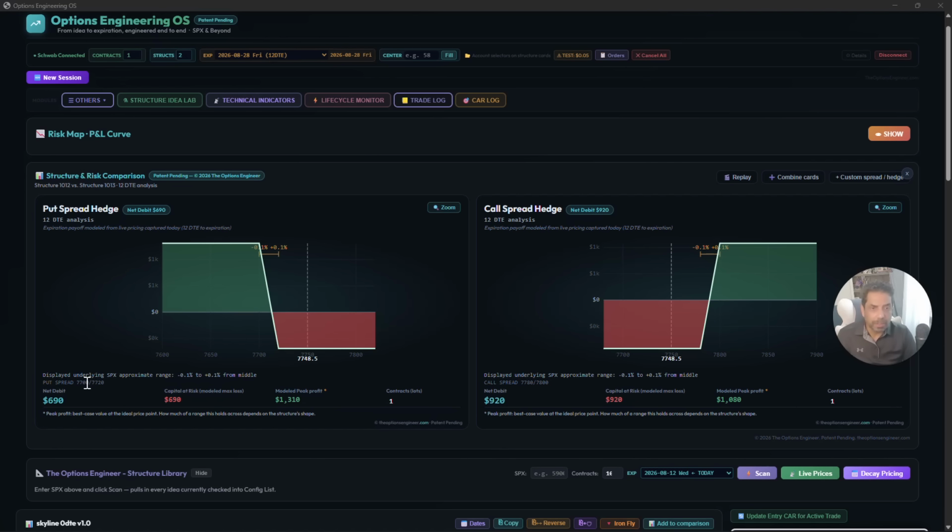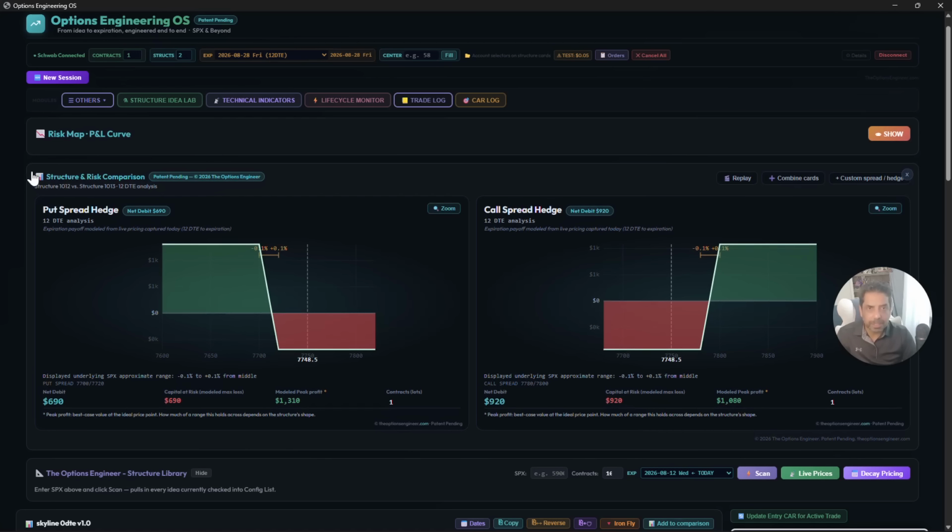Now let's look at an example of a put debit spread and a call debit spread. Here we have a debit spread 30 points from the spot, 7720, 7700, and the market is around 7750. Similarly, we have a call debit spread of 7780 and 7800, 30 points away from the spot. What we can see is that the debit for the put spread is quite a bit lower for one contract: 690 for a 20-point put debit spread and 920 for a 20-point call debit spread. This is less than 1% from the spot, but it shows how the pricing behaves as we look at nearby debit spreads.